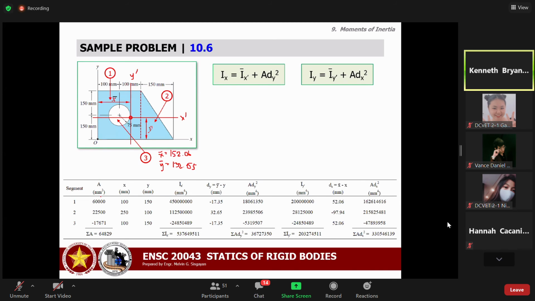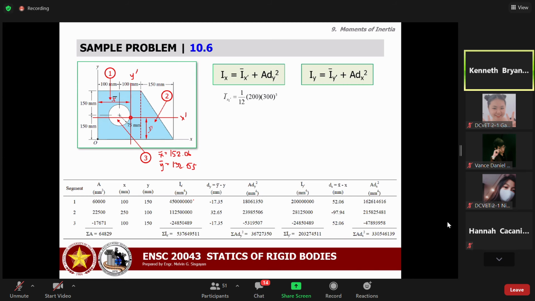Okay, so meron tayo ditong column for A, x curl, and y curl. Okay. So, ano yung I bar x prime for area 1? So, for area 1, it is 1 over 12 b h cube. Okay, so that is 1 over 12 times 200 times 300 cube. Base times the height cube.